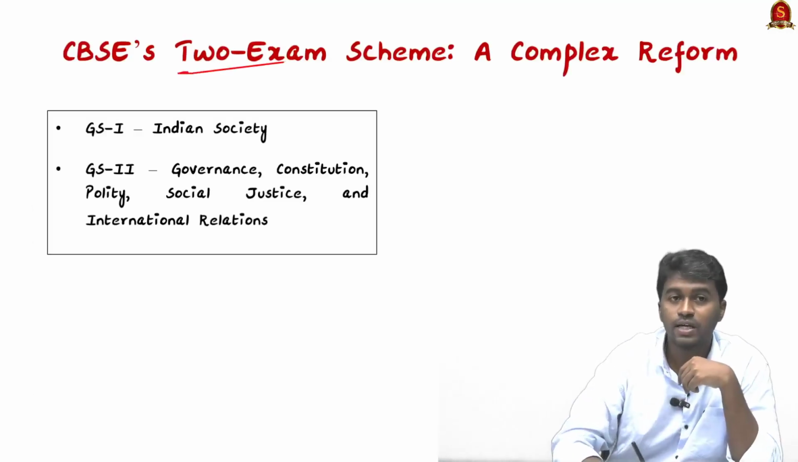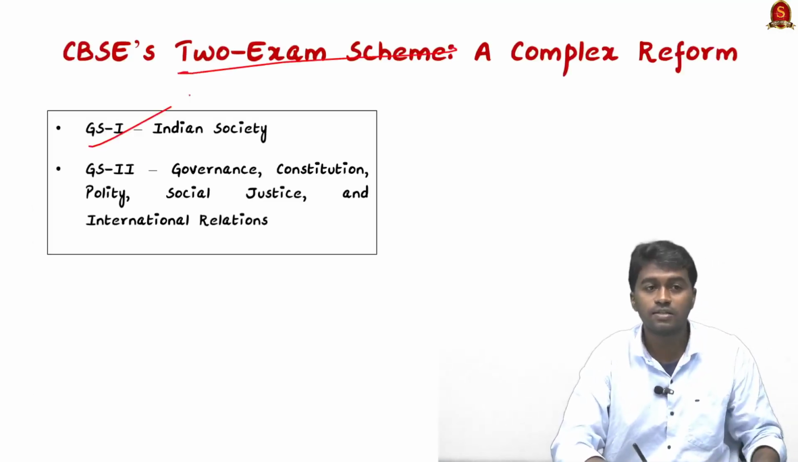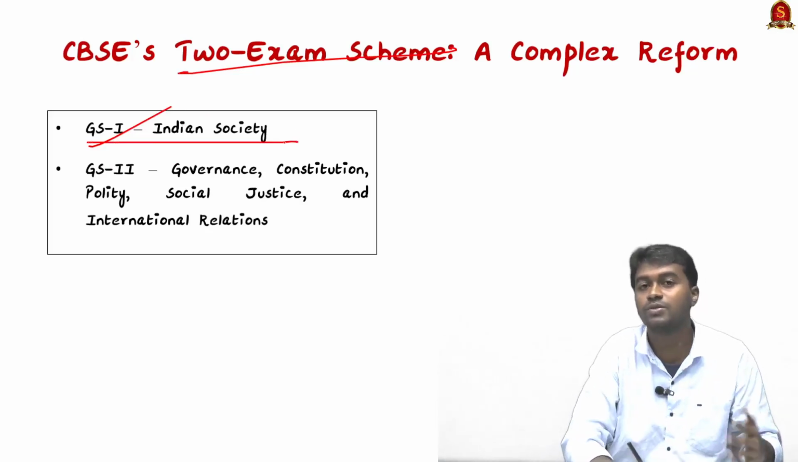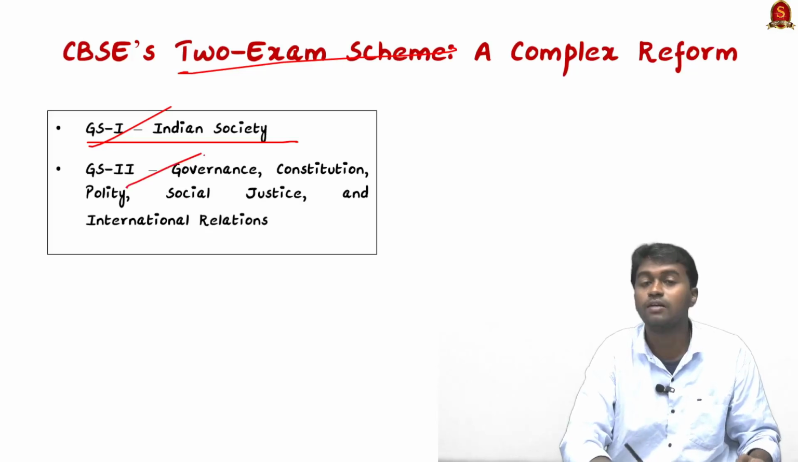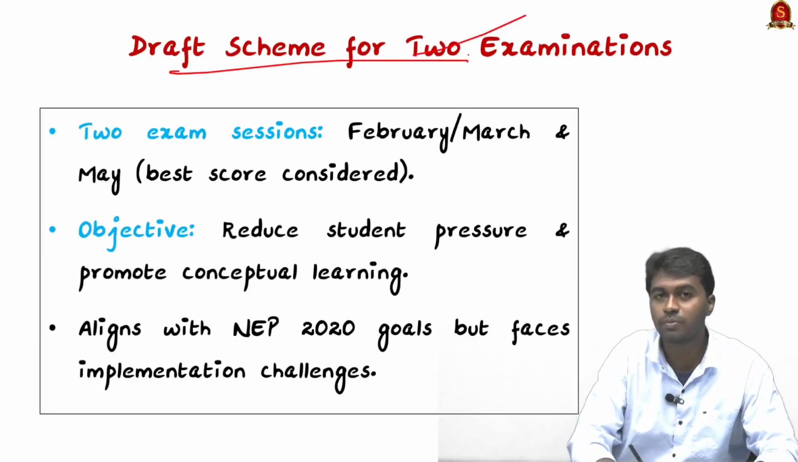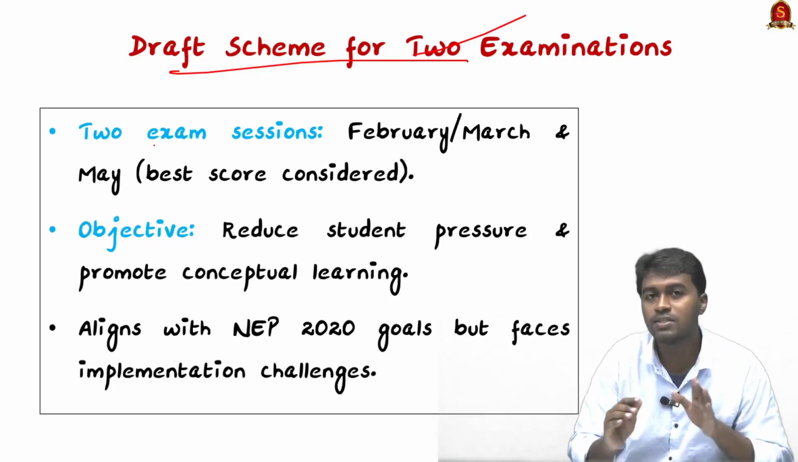So the 2 examination scheme can be expected. This is an education related topic, so you can expect it in Indian society in GS 1 or also in GS paper 2. The draft scheme for the 2 examination is released by the CBSE, that is Central Board of Secondary Education. And what is this scheme?